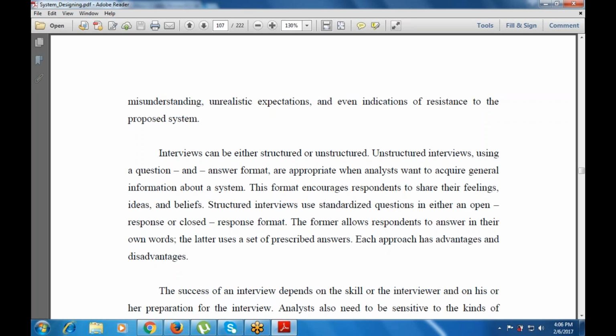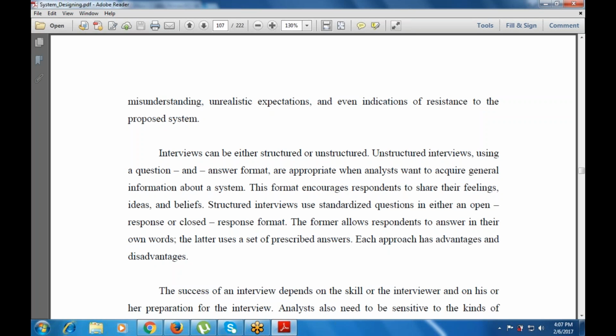So the question-answer format is appropriate when the analyst wants to acquire general information about a system. This format also encourages the respondent to share their feelings, ideas, and beliefs. Structured interviews use standard questions in either an open response or closed response format. The former also allows the respondent to follow up or answer in their own words, so it is not restricted to specific words or a prescribed format.